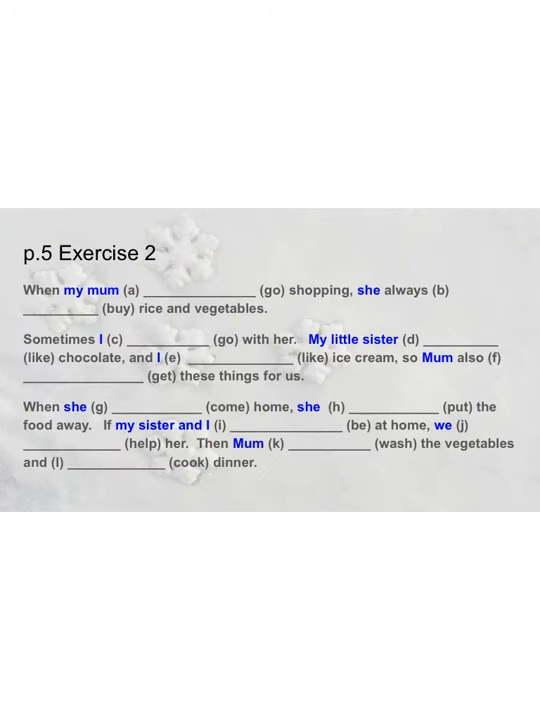Now look at page 5 of your grammar book, exercise 2. We can do it together. Number 1, when my mom, so my mom is she. It belongs to type 2 subject. So the answer is goes. When my mom goes shopping, she always buys.